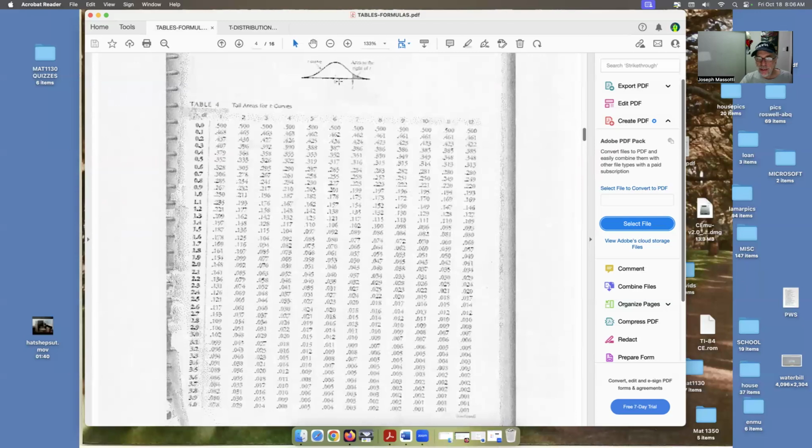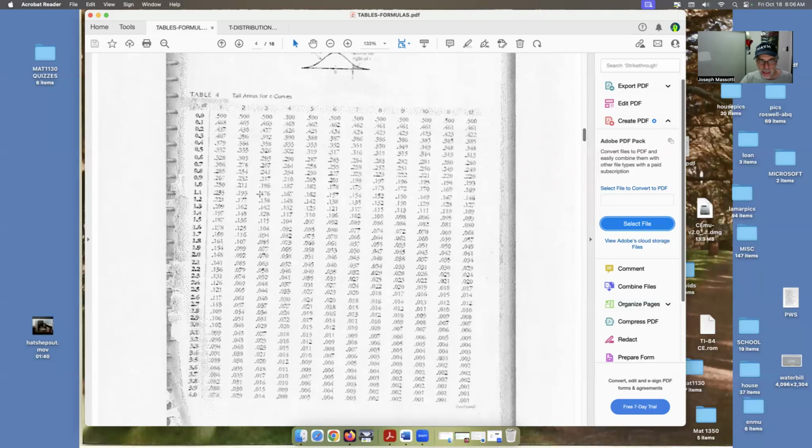This is called the Student's t curve. Notice it's still a bell curve. And I think we mentioned before, the t distribution is a little flatter in the middle than the normal bell curve and has more area at the tail ends. And we will learn how to use this table as we move through the next few sections.